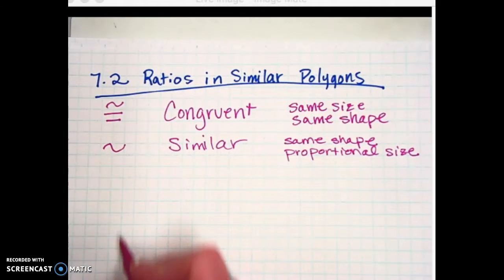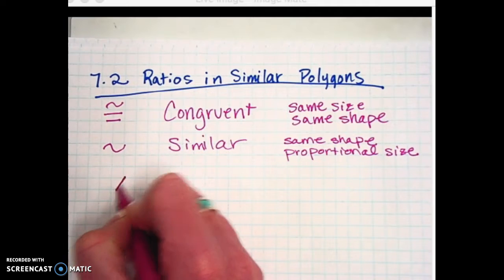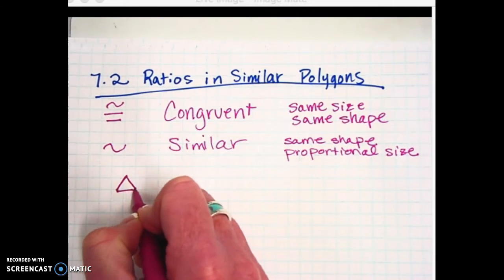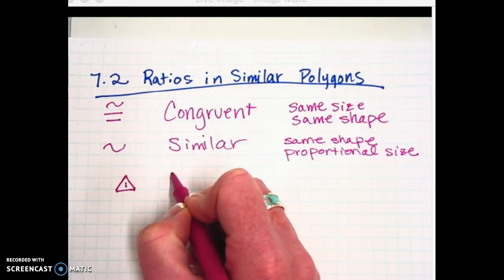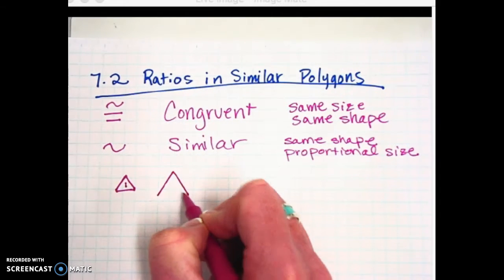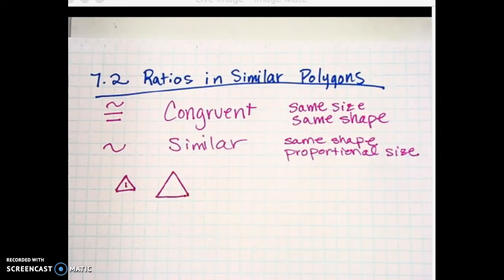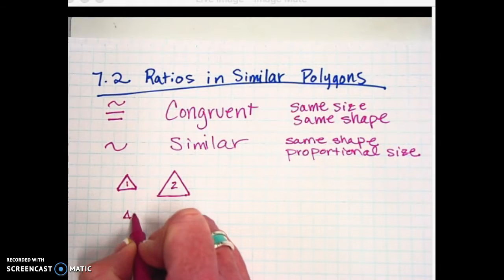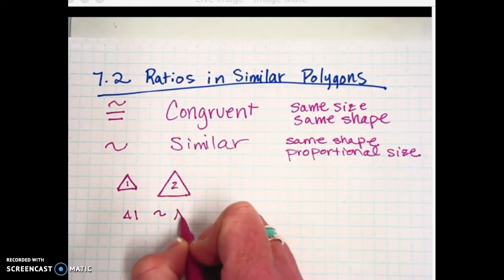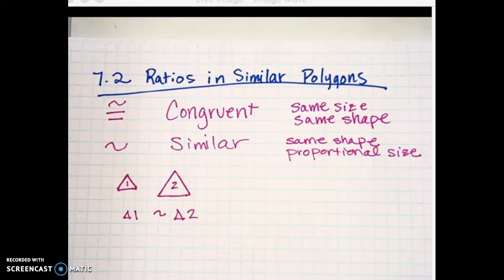Okay, so for example, if you have a small triangle like this, we'll call this figure 1. If you have the same shape, but just a little bit bigger or a little bit smaller, you would say that triangle 1 is similar to triangle 2. They're definitely not congruent, but they are proportional, so they are similar, okay?